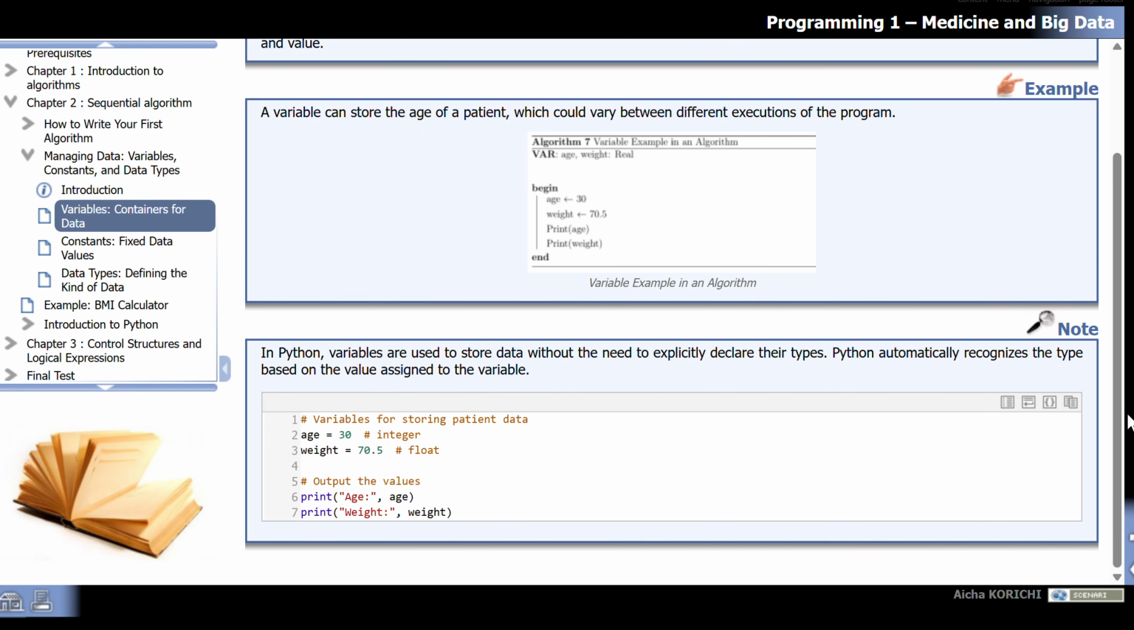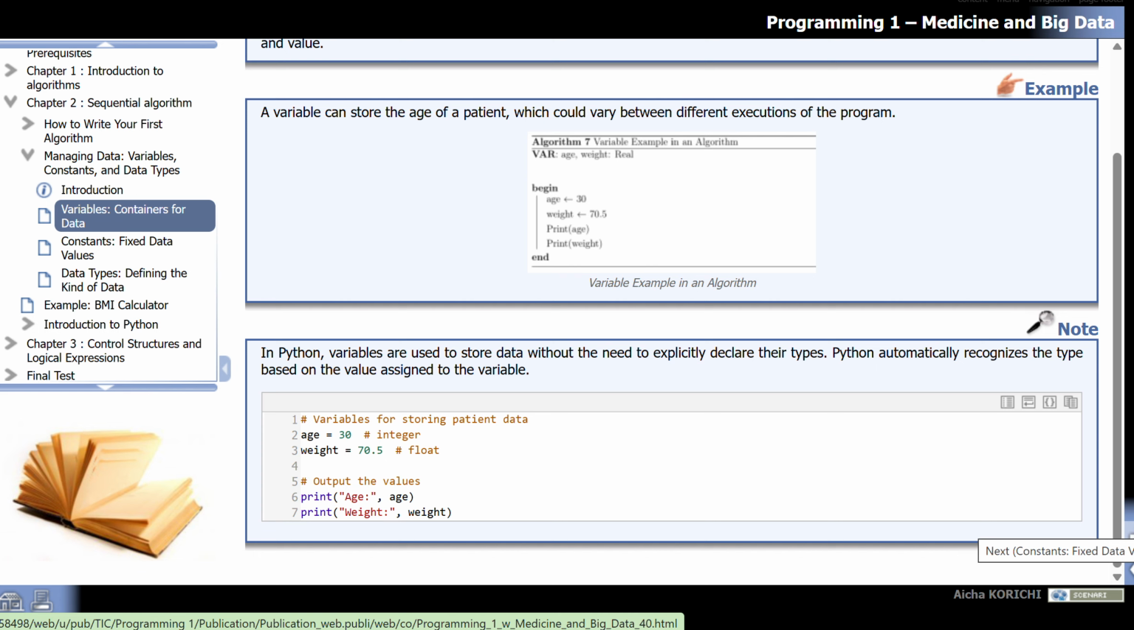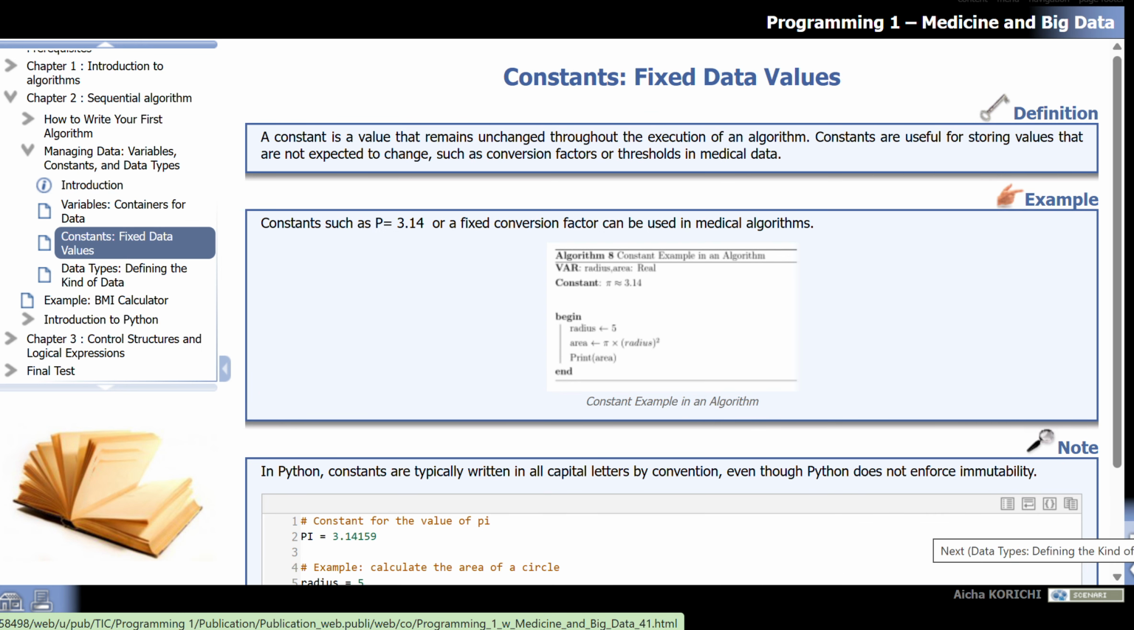So this is an example of Python variables. We have the age, the weight. The age is an integer value, the weight is a float value. So what is a constant? It is a fixed data value. The value remains unchanged throughout the execution of the algorithm.